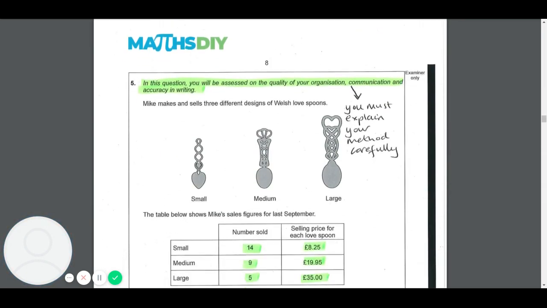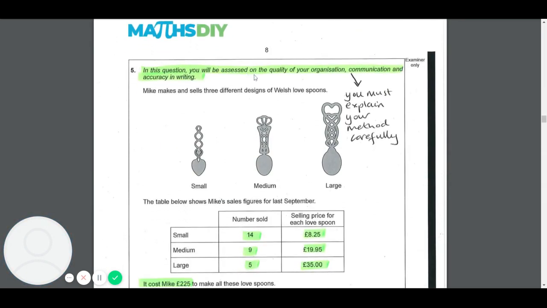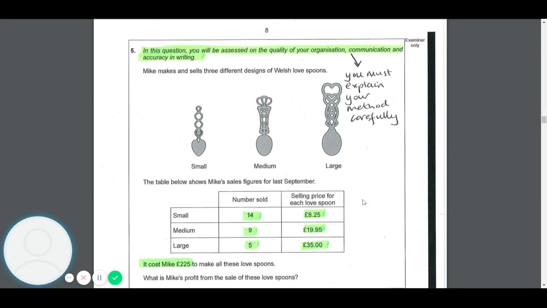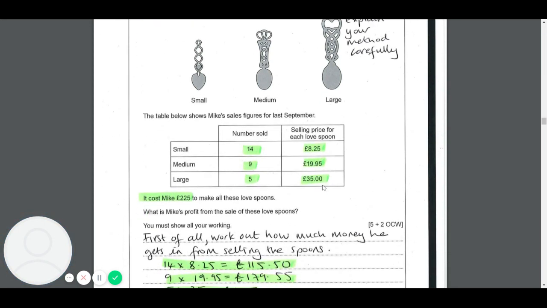Right, then this is the question where you've got to sort of organize your work properly, show workings, that sort of thing, and a few words to say what you're doing. Don't have to write an essay, but just a few words to say what you're doing, make it clear to everyone. So we've got 3 different sorts of love spoons, and we've got the sales in the table. Some 225 to make the love spoons.